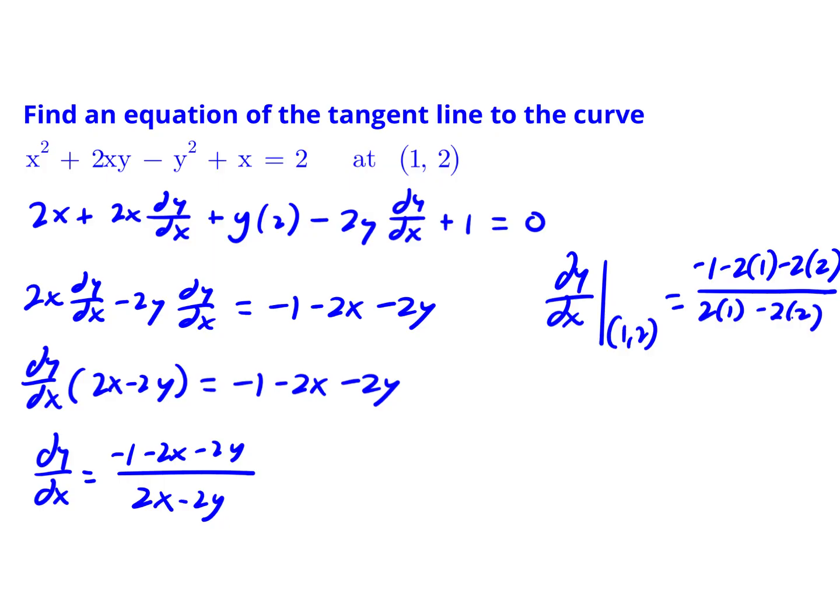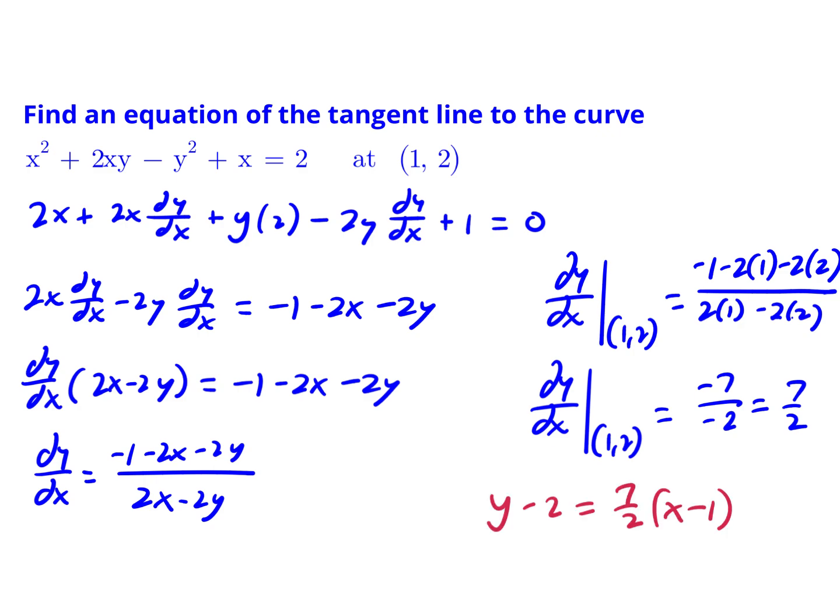So I plug the 1 in everywhere there's an x, and I plug the 2 in everywhere there's a y. So -1 minus 2, that's -3. Minus 4 is -7. And this is 2 minus 4. That's -2, so 7/2. Okay? And from there, we're basically done. Point slope form. Plug it in. Y minus 2 equals 7/2 times x minus 1.